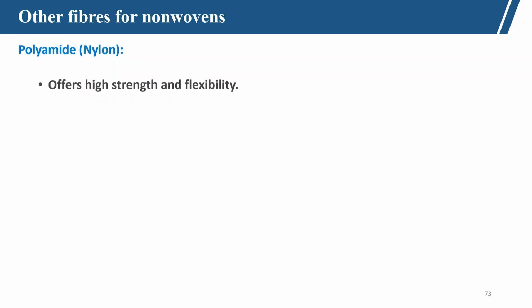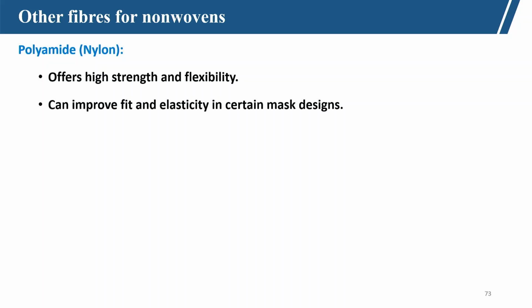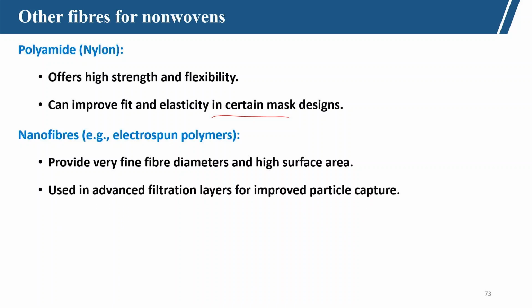Polyamide is also used, offering high strength and stretchability, which can improve fit and elasticity of certain mask designs. Nanofibers, as I have mentioned, provide high filtration efficiency due to their high surface area and lower diameter. We can use them as an advanced filtration layer.